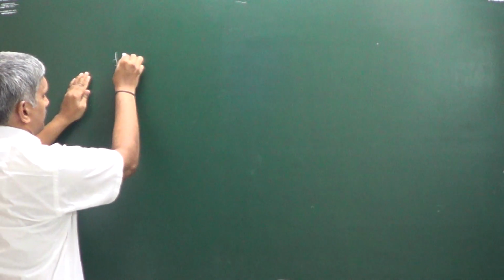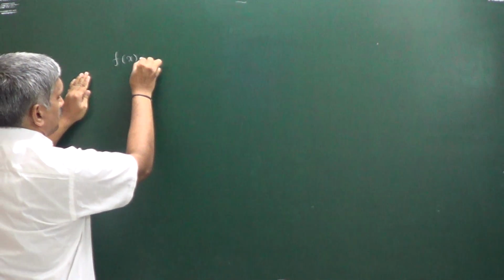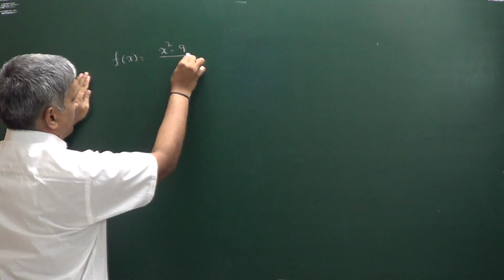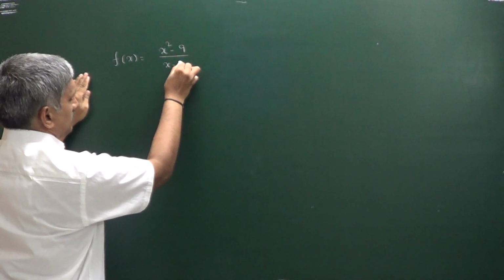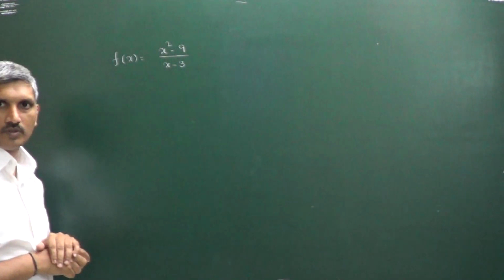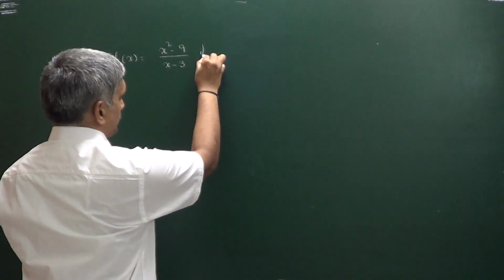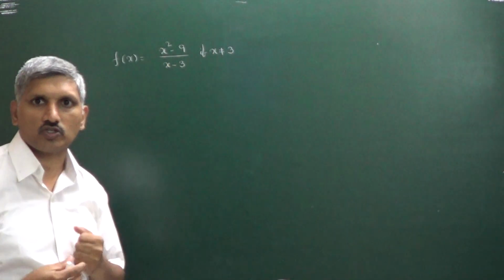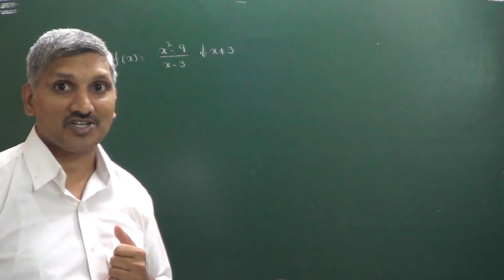Hi dear students, in this class we are going to introduce the limit idea and try to discuss all the concepts related to limits. So this is the question given. f of x is equal to x squared minus 9 divided by x minus 3 if x is not equal to 3, because when x is equal to 3, no doubt the function is not defined.